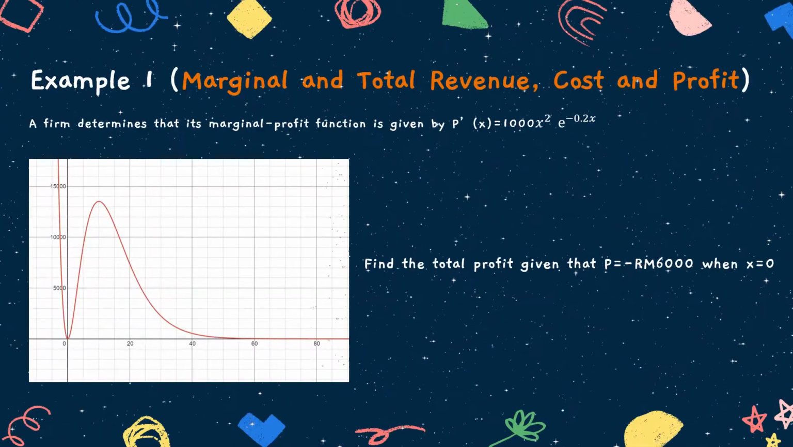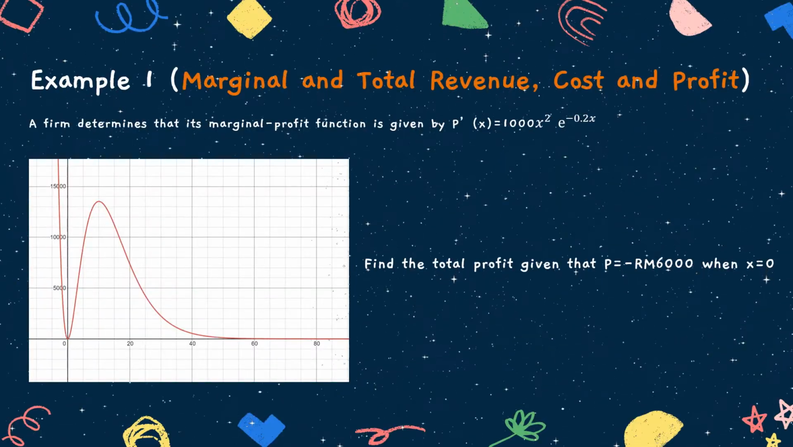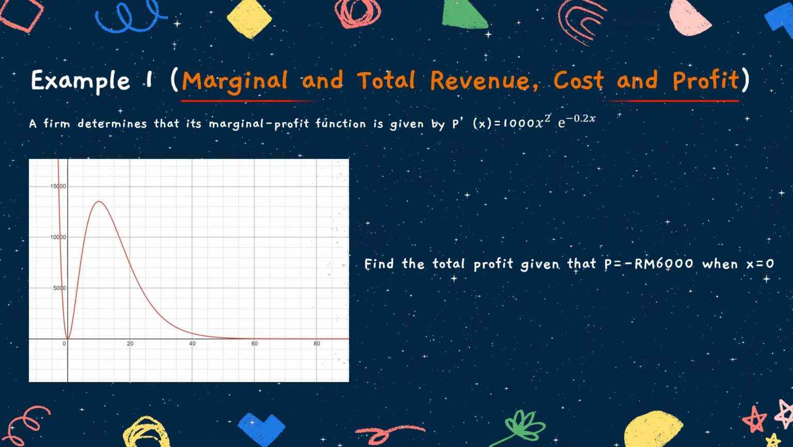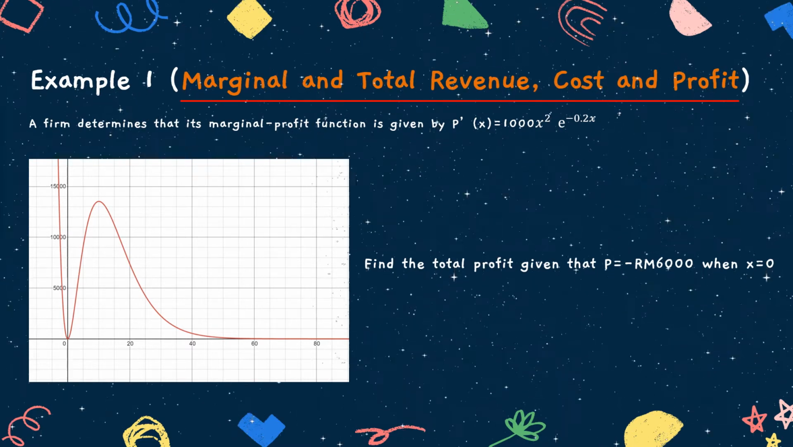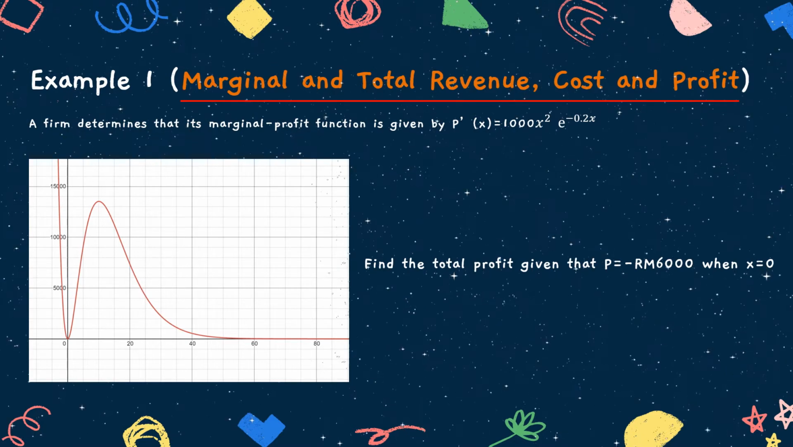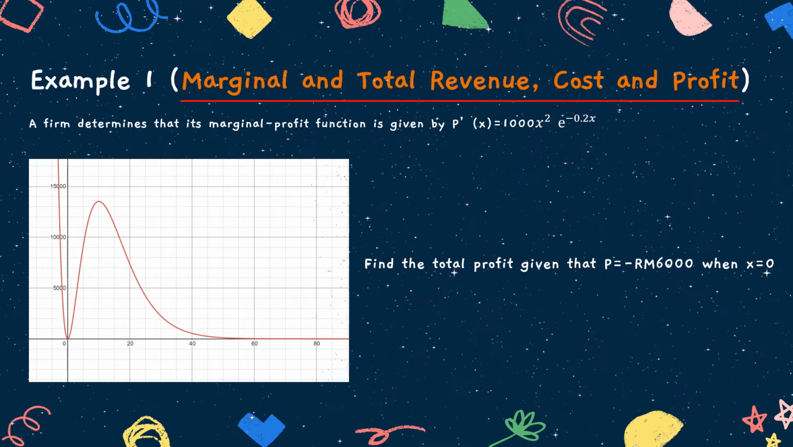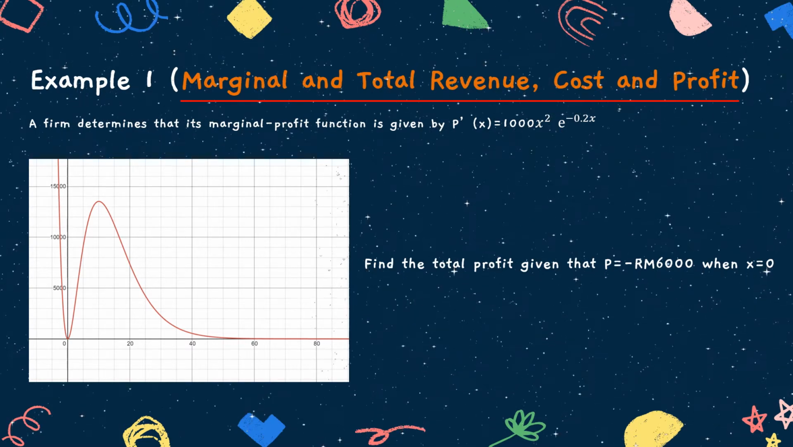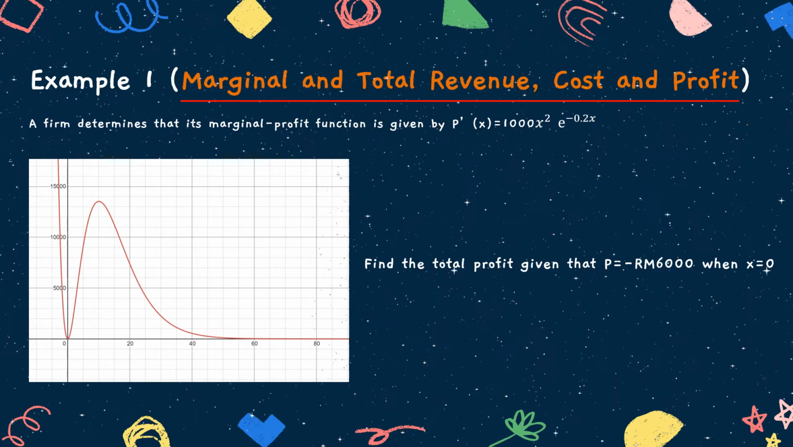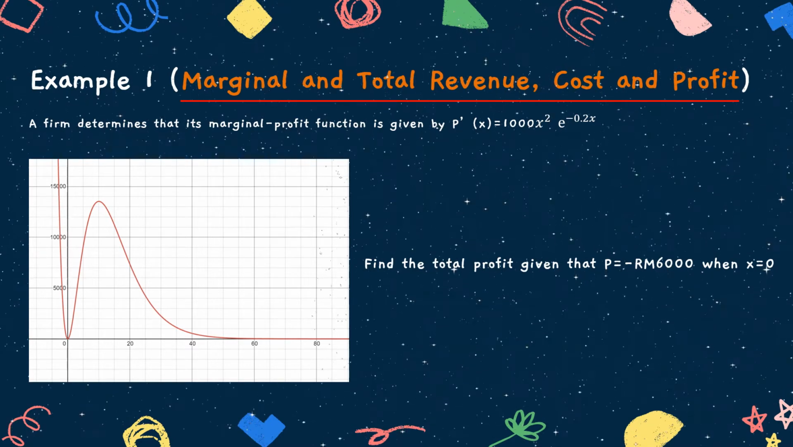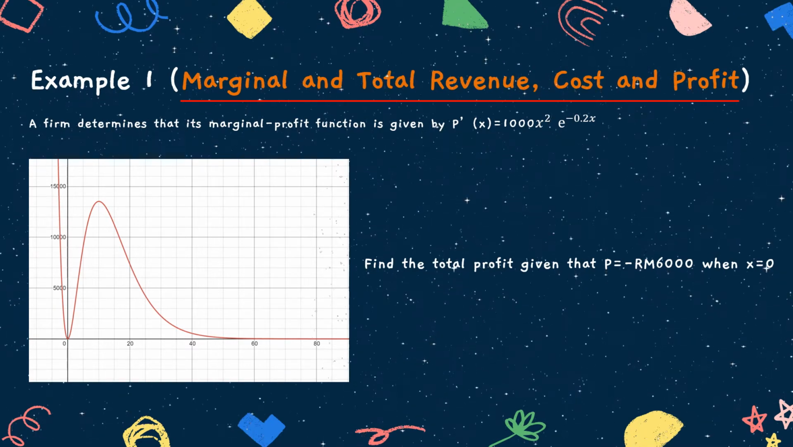Let's see example 1. Our first example mirrors our first key concept, which is marginal and total revenue, cost and profit. So the question is, a firm determines that its marginal profit function is given by P'(x) = 1000x² e^(-0.2x). Find the total profit given that P = -6,000 ringgit when x = 0.